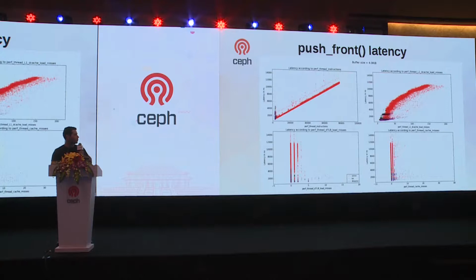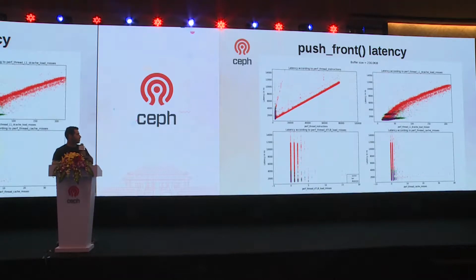Let's see what happens when we increase the buffer size. It just gets worse and worse. Double-ended queue again is pretty good.